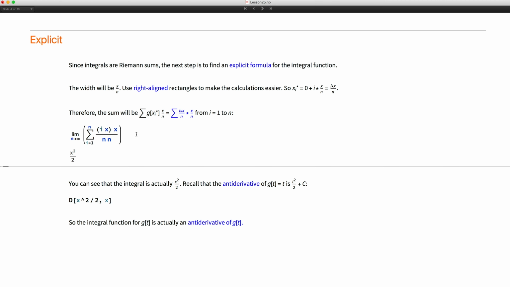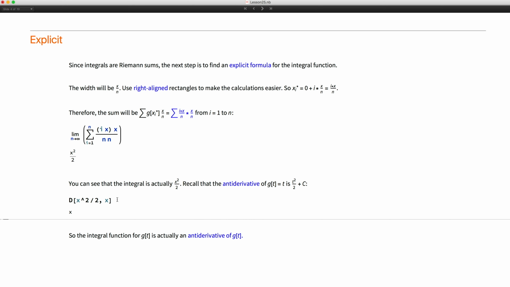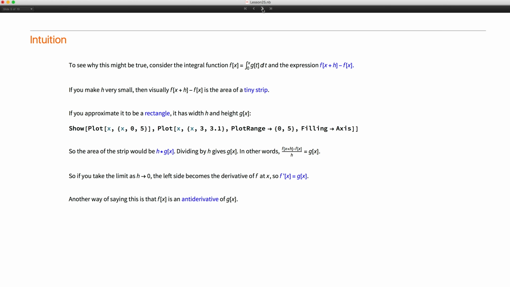But then you remind yourself that the antiderivative of g of t is also t squared over 2 plus some constant. So here's a check for that. So it looks like the integral function for g of t is actually an antiderivative of g of t. Now that looks very surprising. So what we do is we try and go a bit deeper and develop some intuition for why that might be the case.